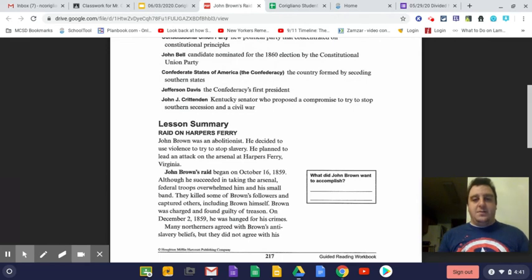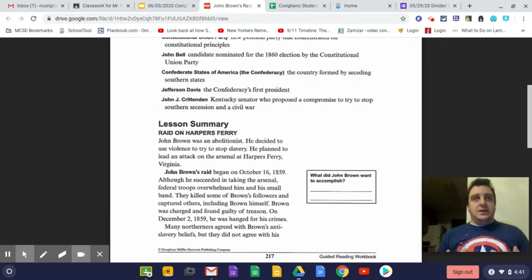However, Brown doesn't realize how the system of slavery has really instilled fear into a lot of the African Americans and the slaves that live in the South. And when he is able to successfully take the armory, no slaves come to the armory to rise up against slavery. So Brown sends a few of his men out to try to get some slaves to come join them, but those men are not successful.